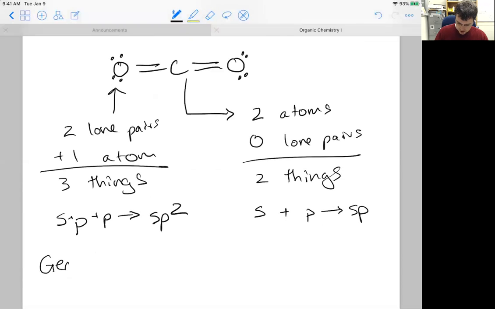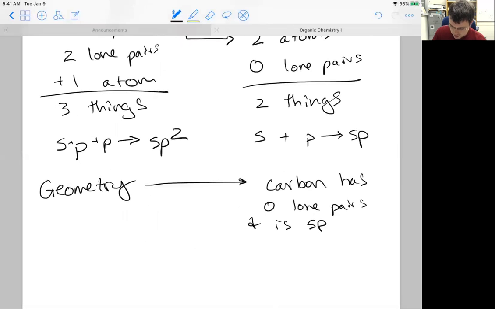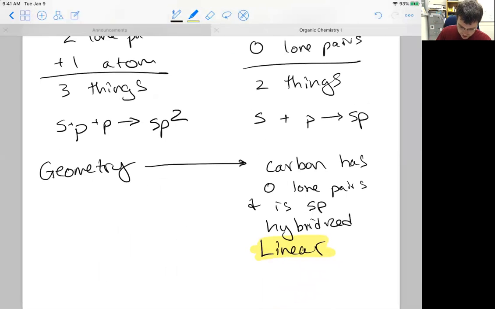Now, what about geometry? Okay, let's start with the sp orbital situation. So carbon has 0 lone pairs and is sp hybridized. Well, that then turns out to be linear. And if you look, linear, we form a straight line where the thing that's actually forming the line is the carbon atom. It's not the oxygen atoms. Okay, so what about the geometry of the oxygen atoms?